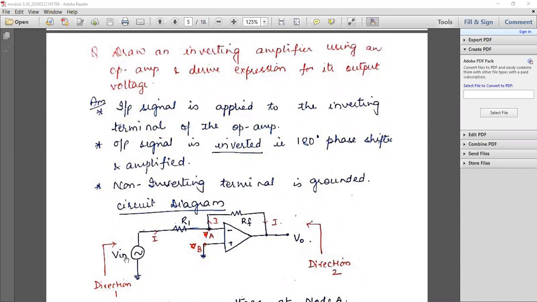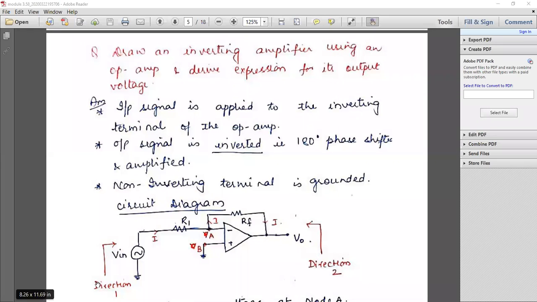Basically, what is the need of an inverting amplifier? Non-inverting means positive and inverting means negative. So whatever input we give, suppose I am giving plus phi sine omega t, then at the output the input will be inverted and obtained. This is the main aim of an inverting amplifier.